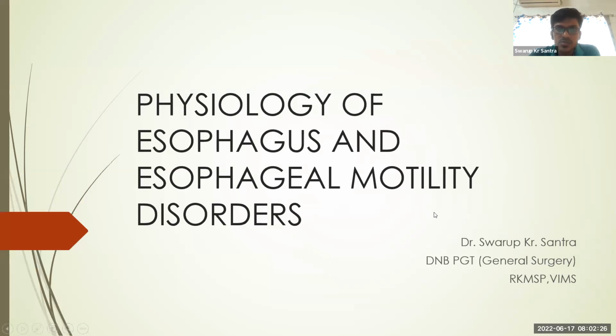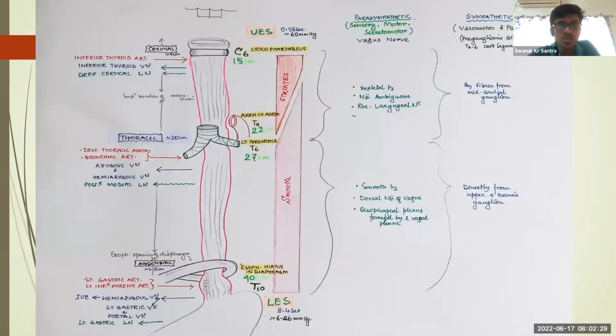To start with the physiology of the esophagus, at first we'll go through the basic anatomy for a while. The esophagus is a 25 centimeter long tubular structure, which comprises 4 layers like all the other gastrointestinal tract, except for the adventitia in place of serosa. The muscular layer comprises striated muscle and smooth muscle, with a mixture in the middle part of the esophagus. The neural supply comprises the parasympathetic and sympathetic systems.